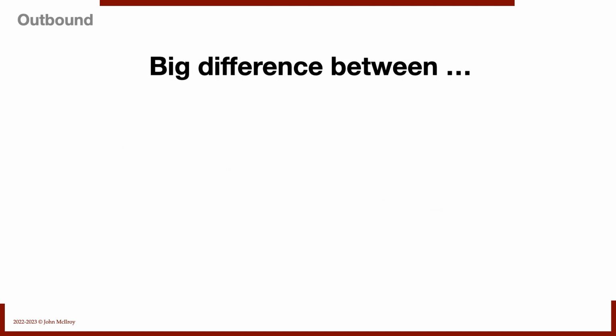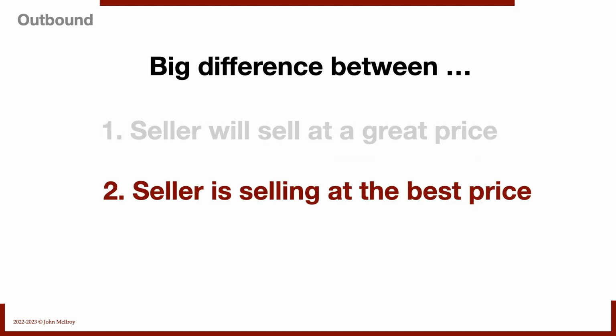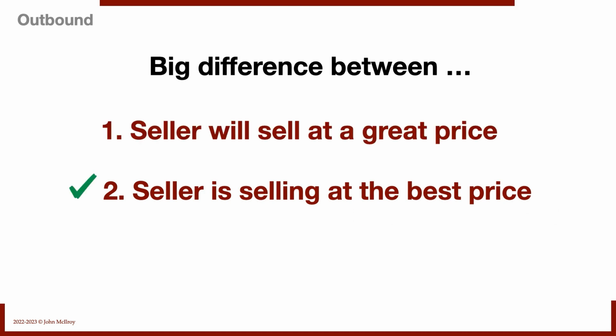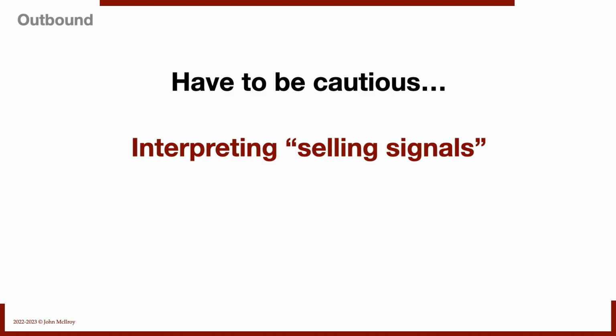There's a big difference between a seller who will sell at a great price, i.e., make me an amazing offer, or a seller who is selling at the best price, meaning I'm selling my business one way or another, and I'm going to accept the best offer when I do. We're clearly interested in the second category more than we are the first. So we have to be cautious about interpreting selling signals when we're doing outbound prospecting.